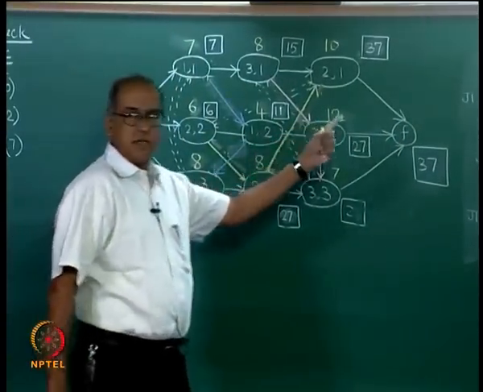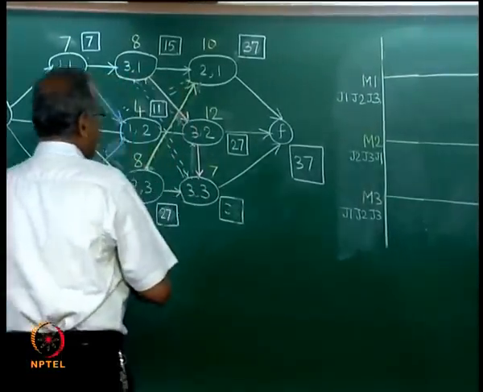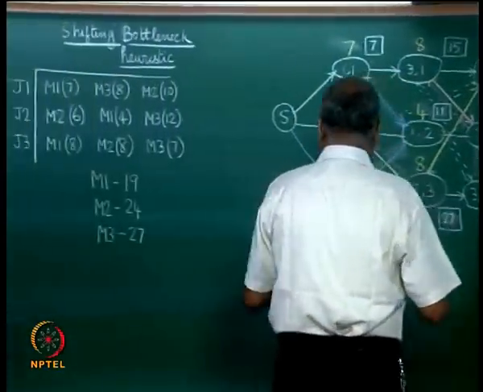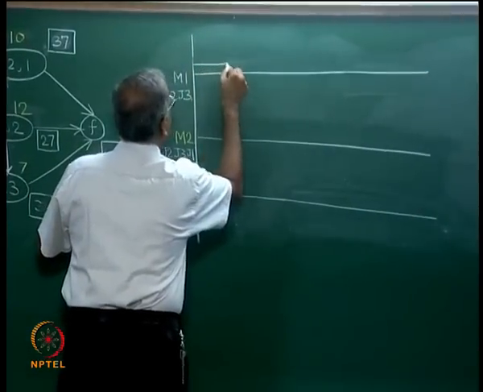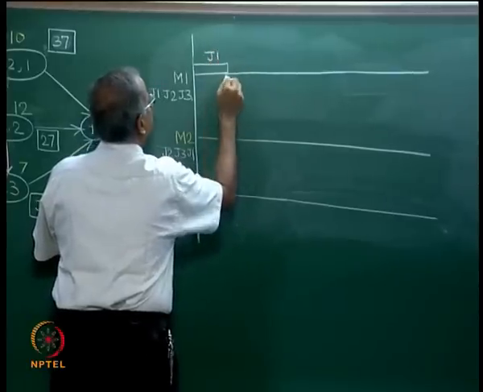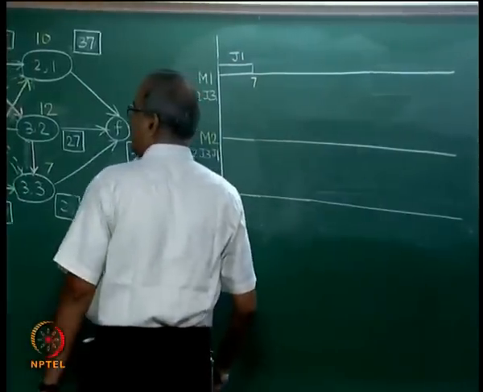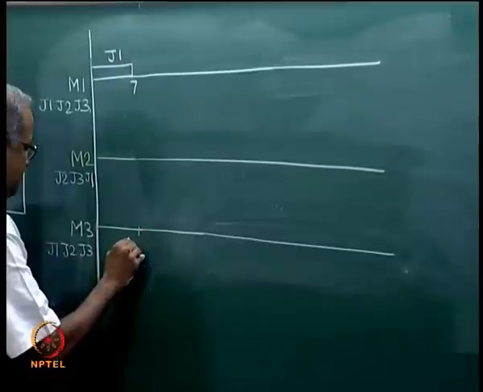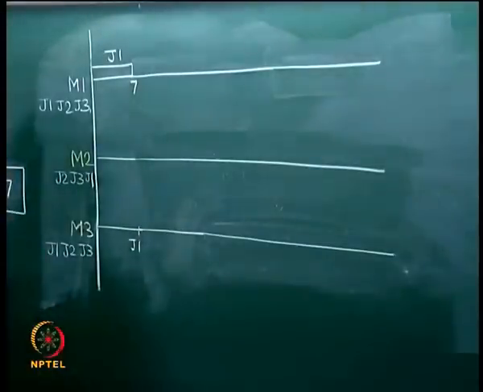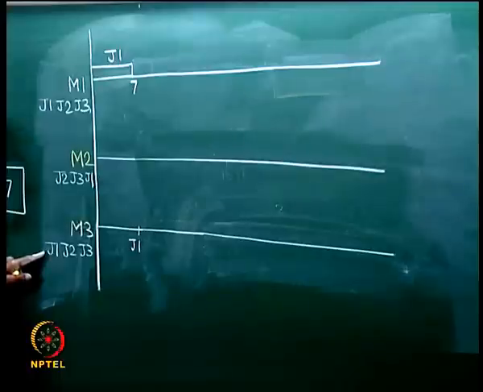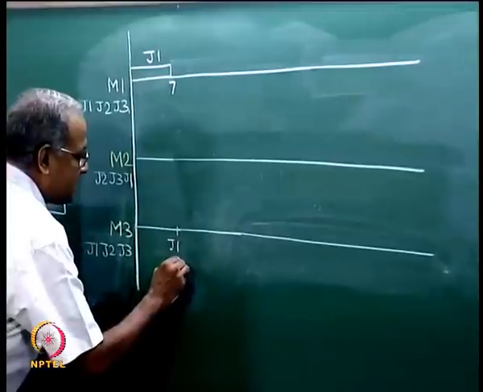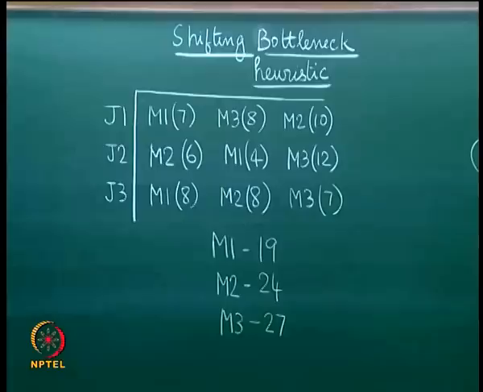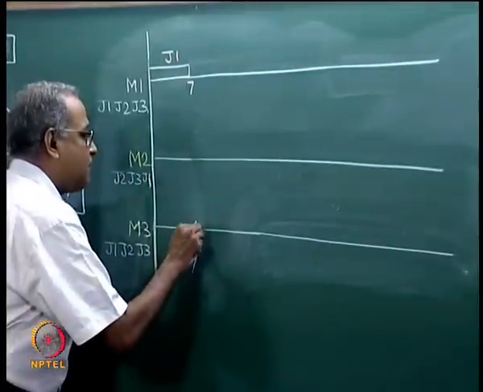Now, we have to map this on the Gantt chart. So, we look at J1. J1 first goes for processing on M1. So, J1 on M1 finishes at 7, and at 7 J1 goes to M3. Now, J1 is actually the first job on M3. So, J1 has come at time equal to 7, and it will start at time equal to 7. J1 on M3 will start at 7 and finish at 15.